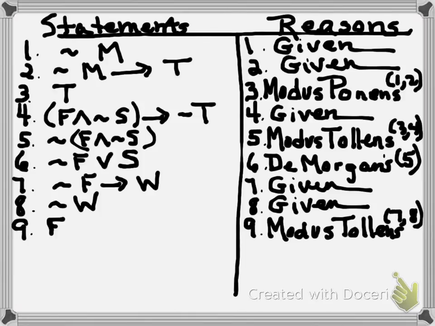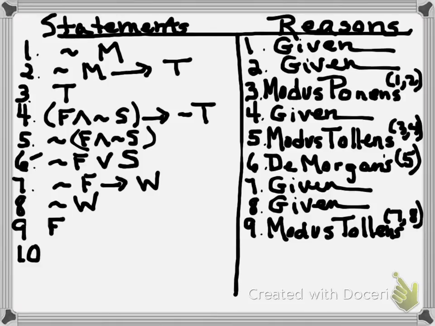Now I'm going to go back up to line 6 and put it together with line 9. So from line 6, I have not F or S. Line 9, I have F. I'd like to just get rid of that last. I want to get rid of this here. I don't want that there just because I'm worried that you're going to think that that's a not F there.